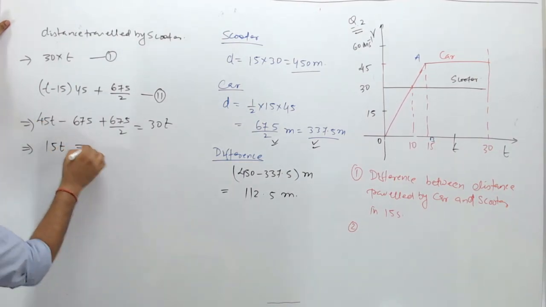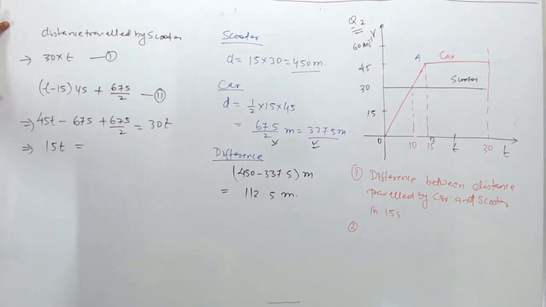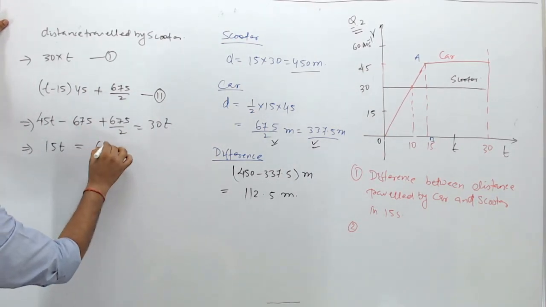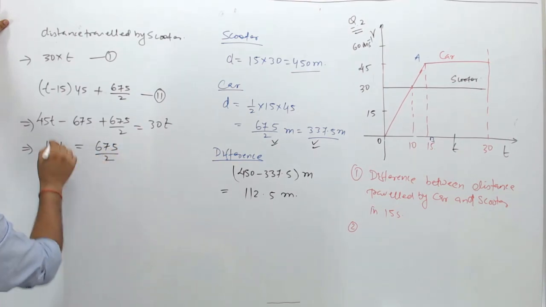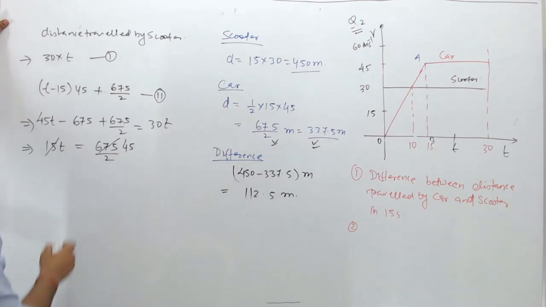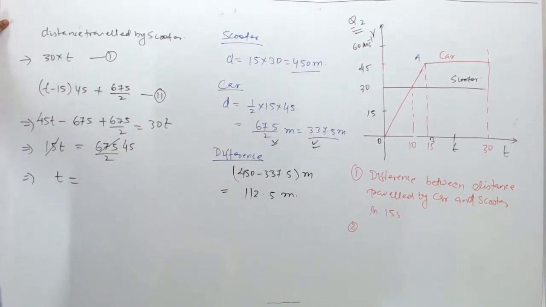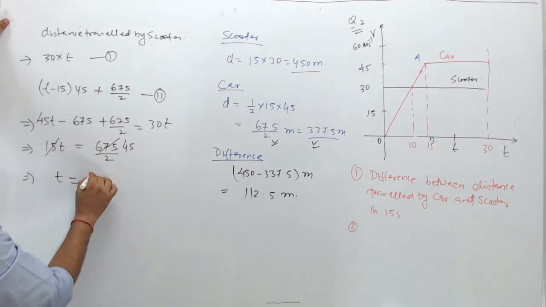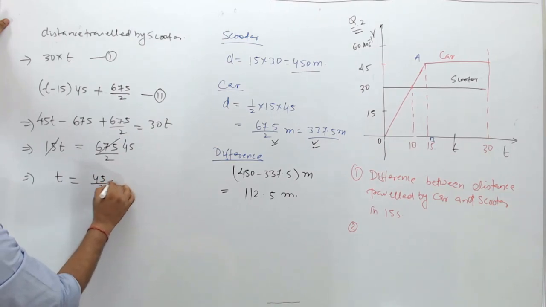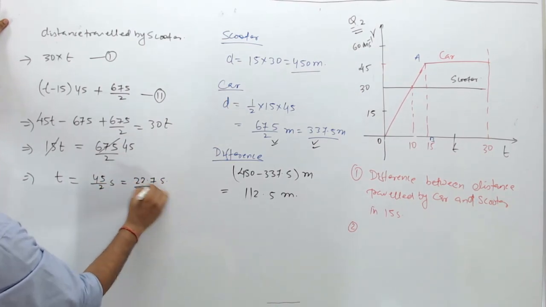Bring it here, you're going to be 15t, that implies 15t is going to be equal to how much? This minus this is going to be 675 upon 2, and once I take it that side, that becomes 675 upon 2. Well, easily we know already, we have seen these multiplications. So the time after 15 seconds should be how much? Total time should be how much? Some 45 upon 2 seconds to catch, which should be 22.5 seconds.